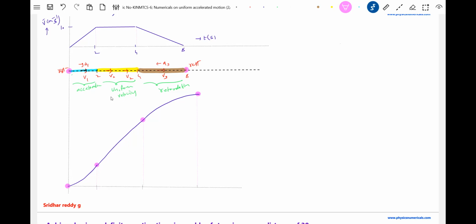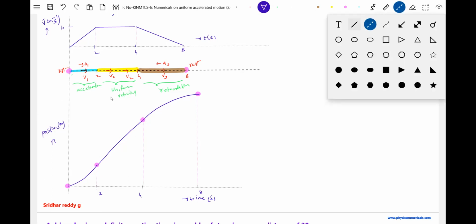So what is this? This is position. This is time. 2, 4. This is 8. Okay, sir, how can you plot this graph? It's an accelerated motion. S equal to half AT square. So therefore it should be a parabola. S equal to half AT square. Then straight line, uniform velocity motion. It must be a straight line.